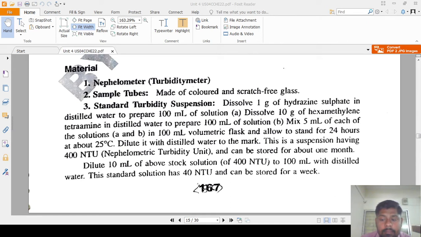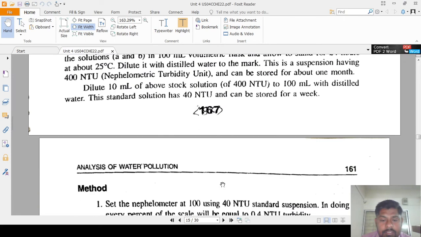Okay, then dilute 10 ml of the above, that is the stock solution, my mistake, that is the stock solution. Now, from the stock solution, 10 ml of the stock solution is diluted to 100 ml, and that is our standard material.